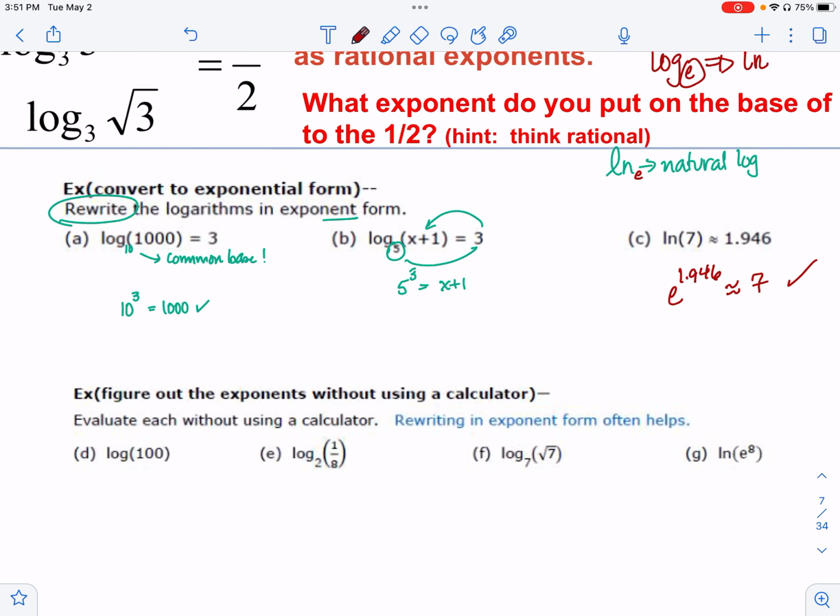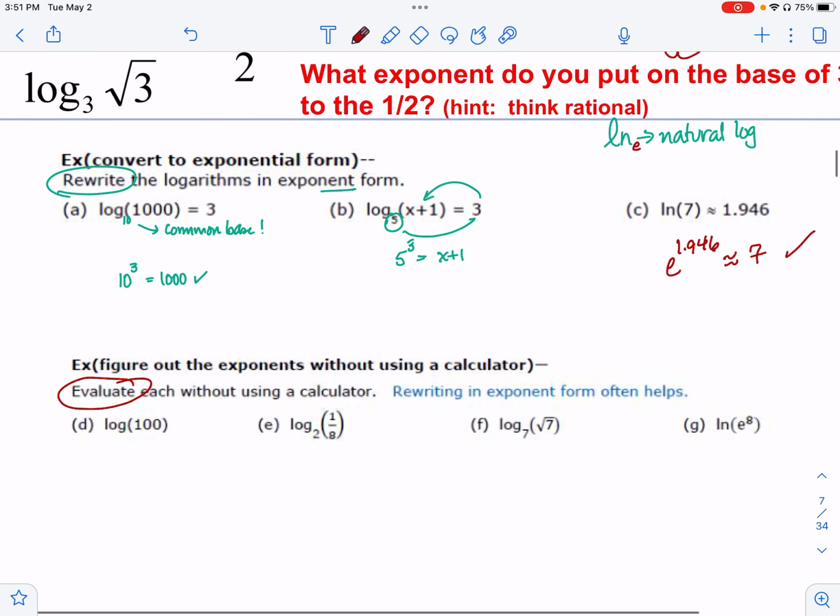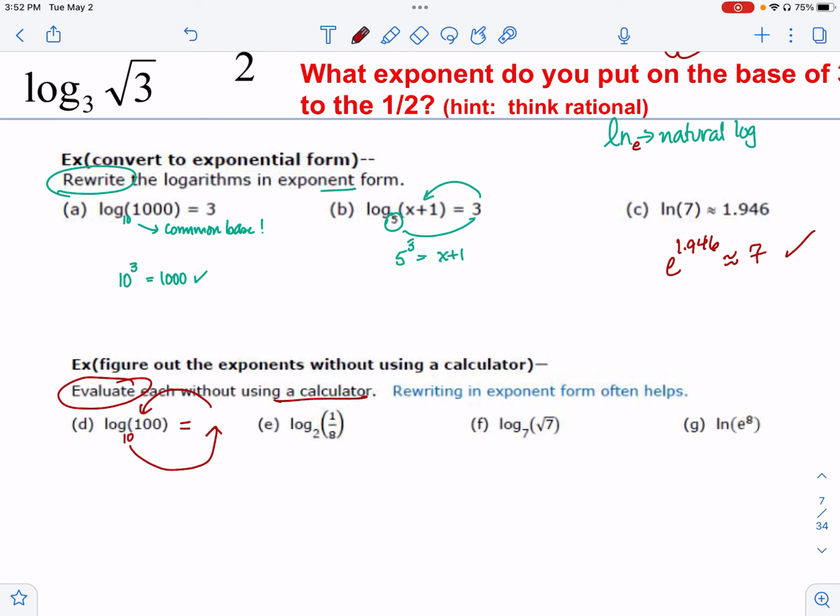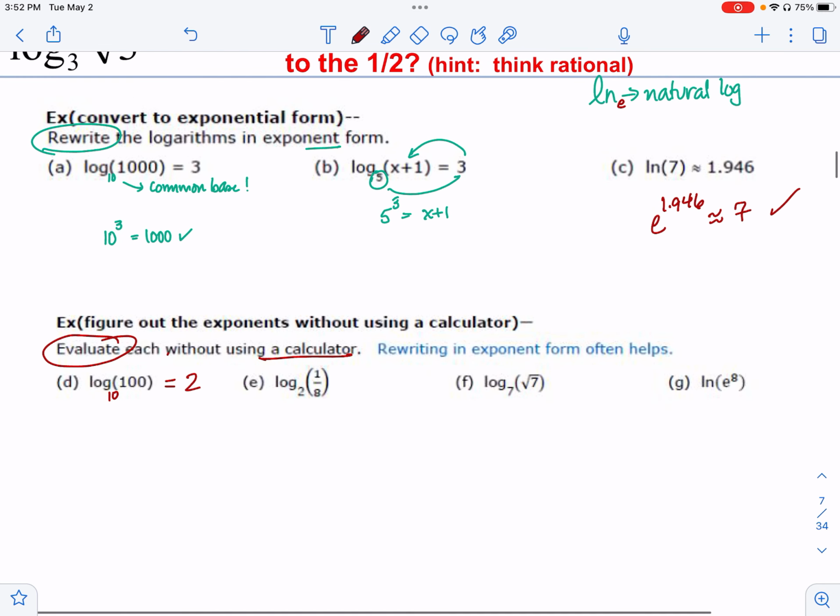This section, on the other hand, is asking me to actually evaluate without a calculator, which means find an answer to this. Like I said, if no base is provided, it's automatically 10. The question is asking 10 to what power will get me 100? 10 to the power of 2 will generate 100.